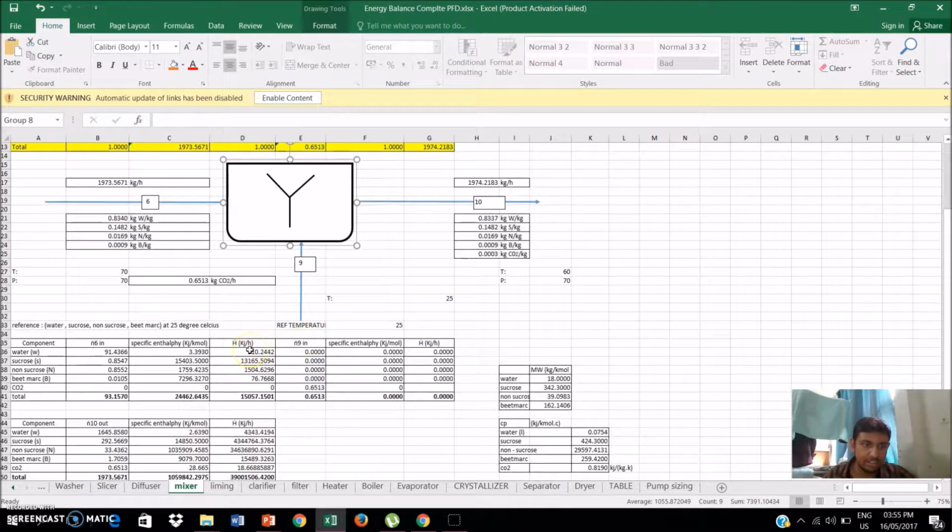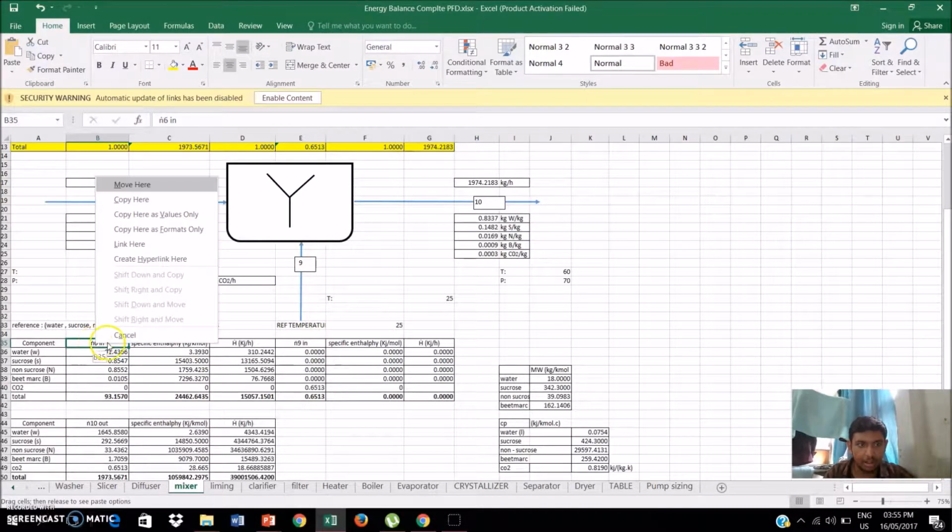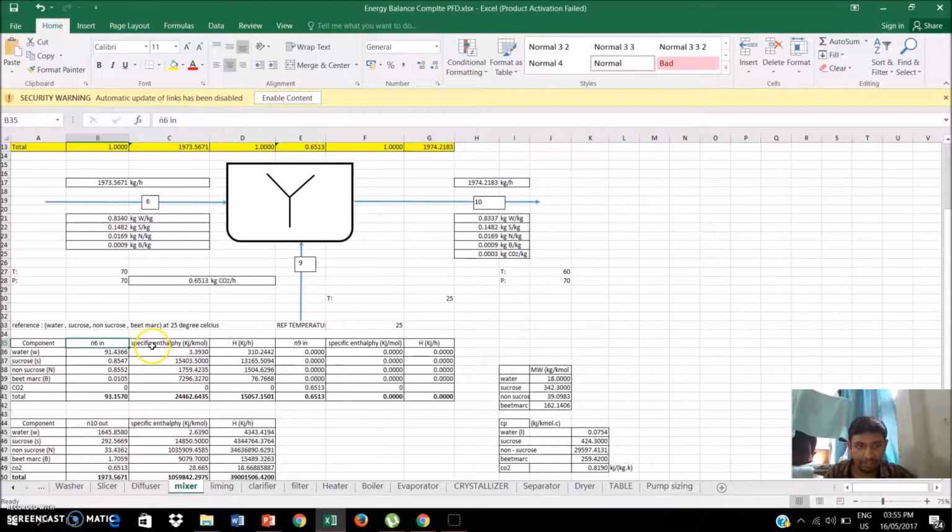Let us go to the energy balance calculation of this mixer. The reference temperature is 25 degrees Celsius for water, sucrose, non-sucrose, and beet marc. For this mixer, we have calculated the flow rate for each stream, and then we calculated the specific enthalpy. By multiplying the mole flow rate and the specific enthalpy, we get the enthalpy rate.